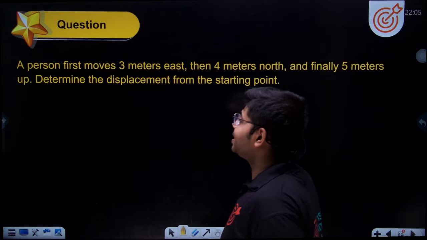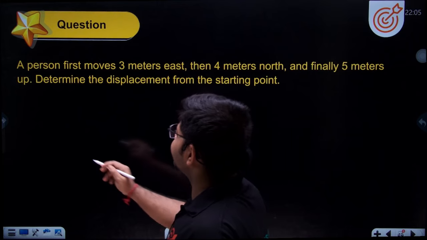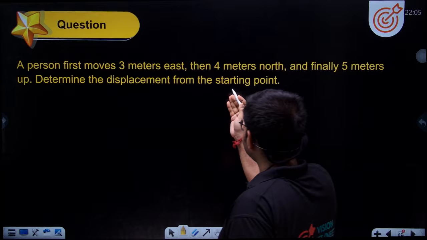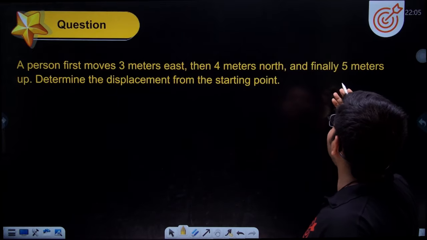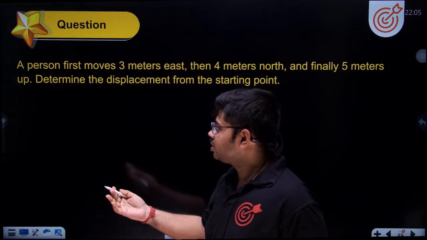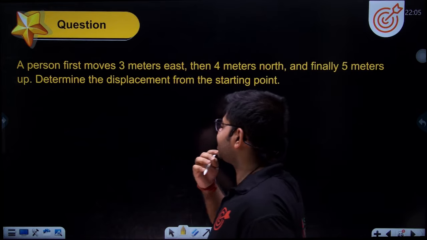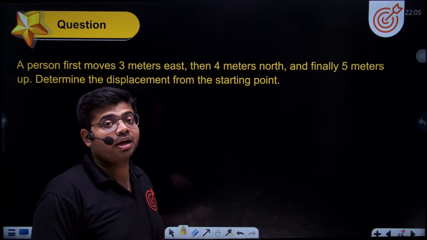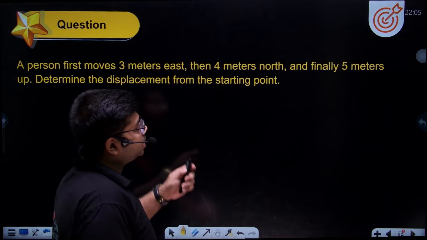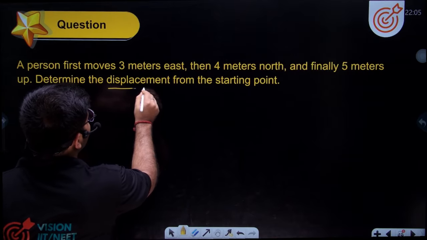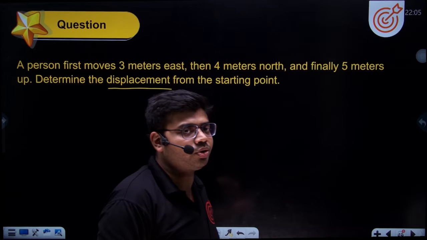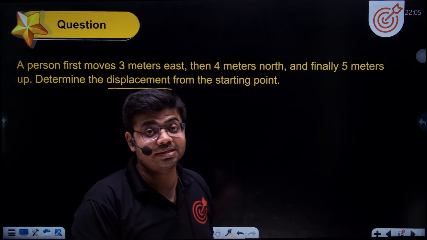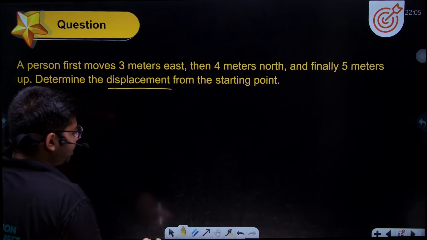So okay, let us now focus on this problem. What it is talking about? A person first moves 3 meters east, then 4 meters north, and finally 5 meters up. Okay, determine the displacement from the starting point. Now this is where our vector algebra comes into play. Okay, here they are actually asking you the displacement, so you very well know that all you need to do is the starting point and the ending point. We need to join and the shortest distance between the two. So let us see how vectorially we are going to solve it.